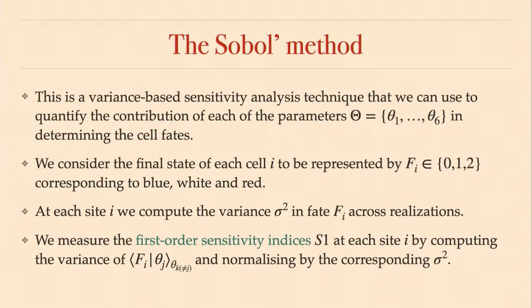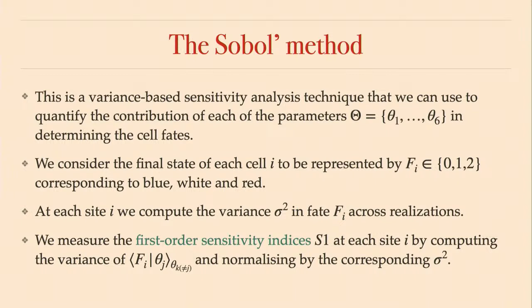So basically, let's say site number 1, you're going to just look at the fate across a whole bunch of realizations. So for example, if you're consistently finding it's blue, blue, blue, blue, blue, the variance is going to be 0, right? But suppose you're sometimes blue, sometimes red, sometimes white, you're going to have a higher variance, right? So that's the first thing we do. The second thing is that we measure what's called the first order sensitivity index, S1, at each site I.